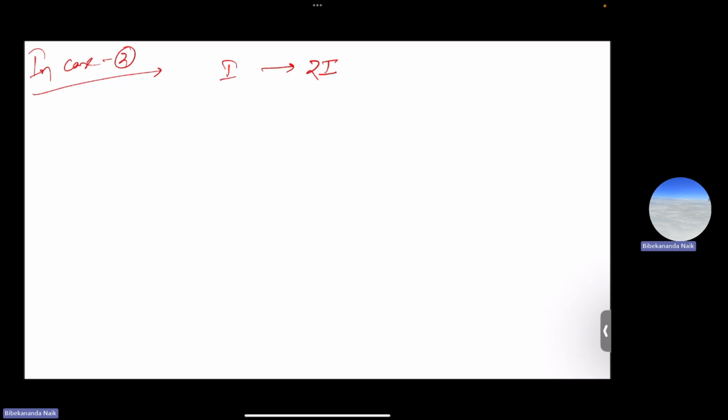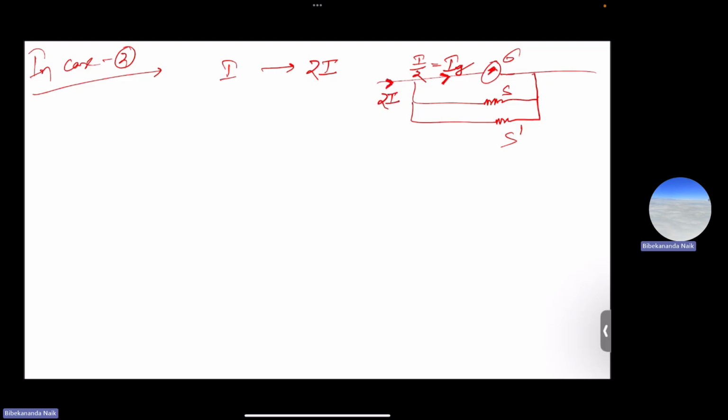When we are connecting an additional shunt resistance, this is the galvanometer G, the existing resistance is S, so this is S. Suppose we connected an additional resistance, that is S prime. Now the current that will flow through the galvanometer is always Ig, which is I by 2, but the total current that will be flowing is 2I. The remaining current will flow in these two branches.